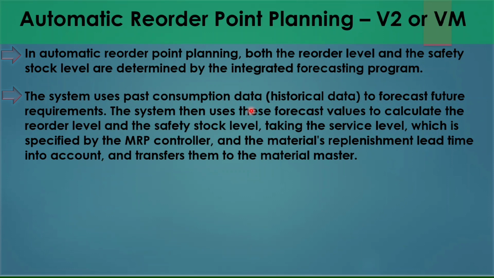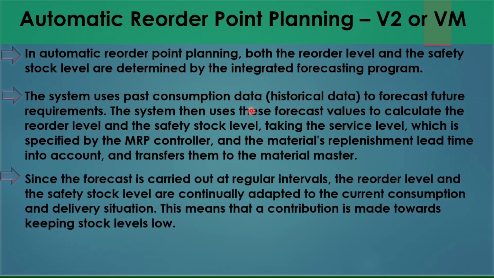Then it is carried out at regular intervals, maybe monthly or so. The safety stock levels are continually adapted depending on the current consumption and delivery situation. That means the contribution is made towards keeping the stock level low. That's why we use this automatic reorder point.